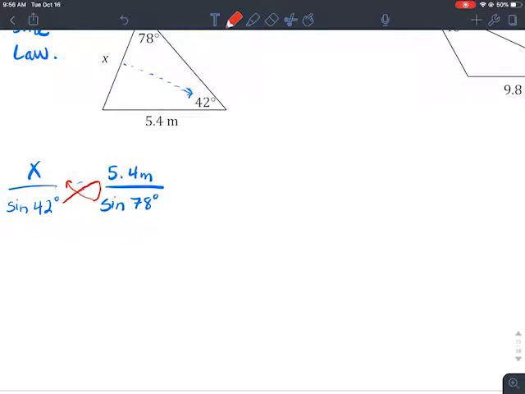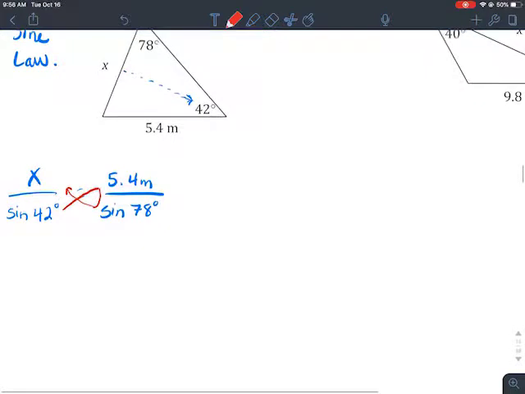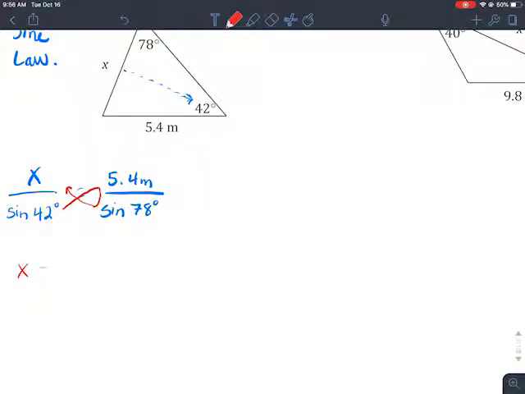Okay, so in our calculators, what we're going to do is press 5.4, multiply that by the sine of 42. Now keep in mind your calculator needs to be in degree mode. Okay, and divide that by the sine of 78. And to the nearest tenth, side x is 3.7 meters.